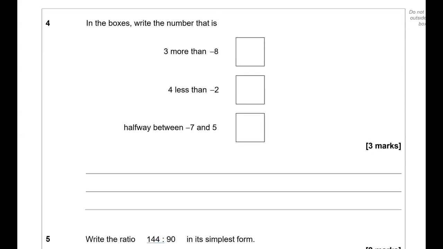In the boxes, write the number that is 3 more than -8. So quick number line, we've got 0, -1, -2, -3, -4, -5, -6, -7, -8. So 3 more means adding 3, going up 3 steps. So we're going to go 1, 2, 3. And that is -5.